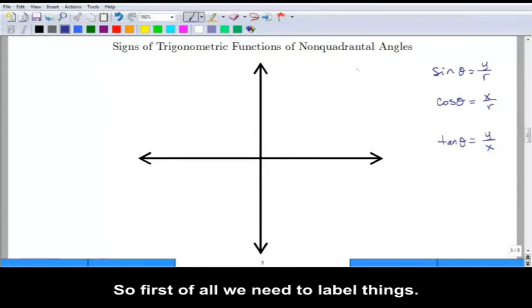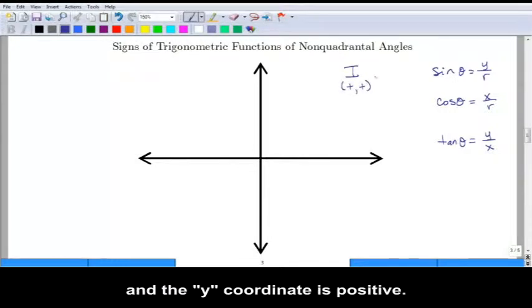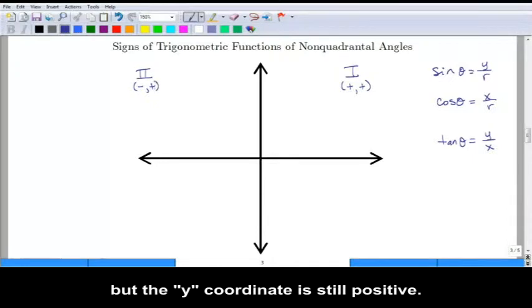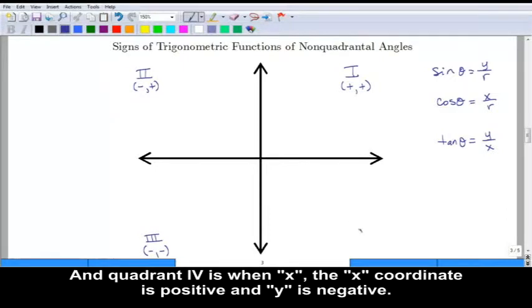So first of all, we need to label things. Our quadrant 1 here is when the x-coordinate is positive and the y-coordinate is positive. Quadrant 2 is when the x-coordinate is negative, but the y-coordinate is still positive. Quadrant 3 is when both coordinates are negative. And quadrant 4 is when the x-coordinate is positive and y is negative.